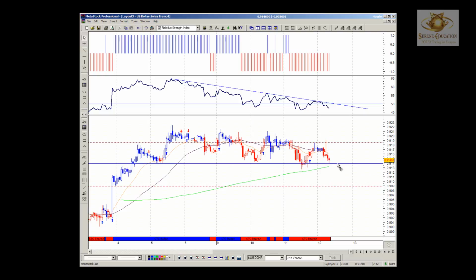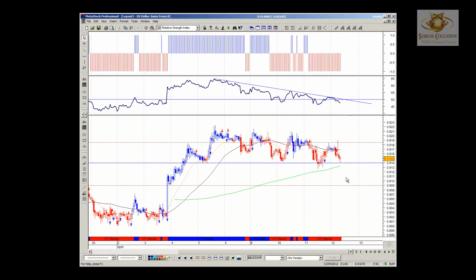Watch out for the support area here at 914 as well as the institution. As long as it remains below the 50 and the CTC still remains negative, look for a break of 914 before we see further extensions to 909 and ultimately way down here to these levels at the 900 again.